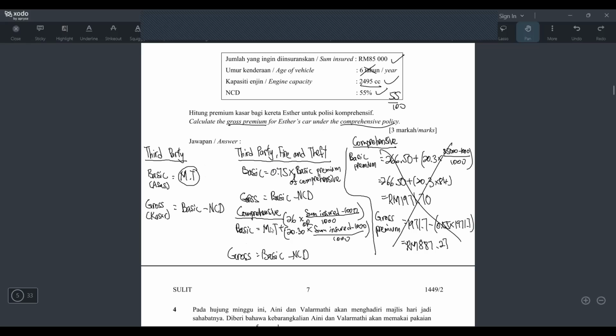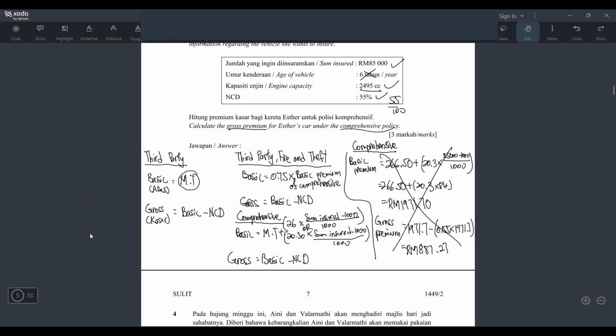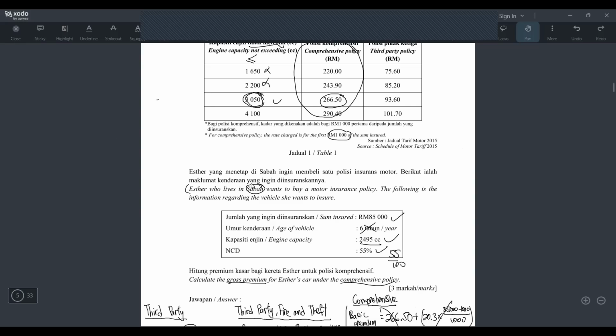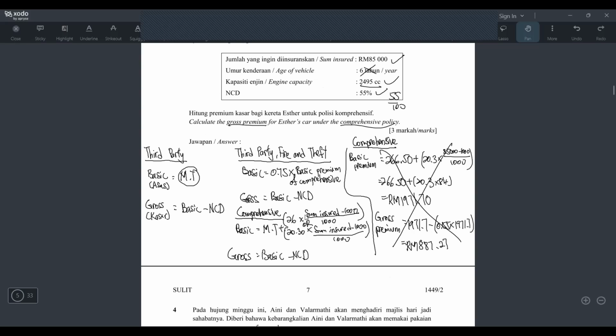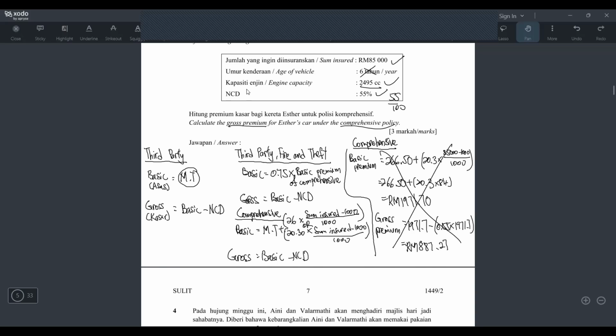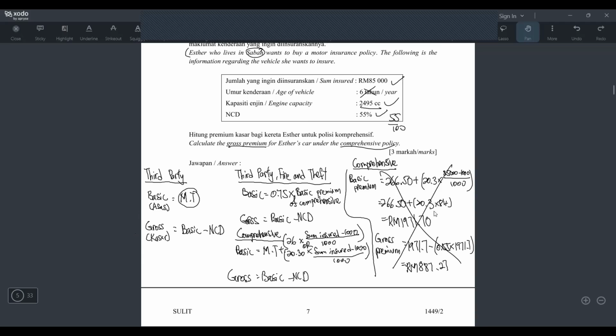For comprehensive basic, you have to look at the motor tariff. And then you have to add either 26 or 20.3 times the sum insured minus 1,000, divided by 1,000. 26 is if you are in Semenanjung, 20.3 is if you are in Sabah Sarawak. This question is in Sabah, that's why I take 20.3. That's how you calculate basic premium for comprehensive, and then gross premium is just basic minus NCD.